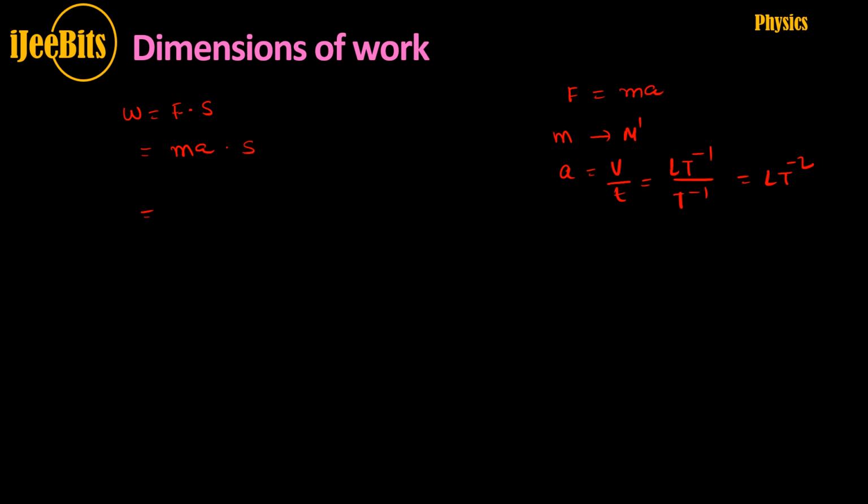So now the dimension for m is m power 1, acceleration is L into t power minus 2, and distance or displacement is L power 1. If you put them together, m power 1 L square t power minus 2 would be the dimension for work. You have to always remember this one. Clear?